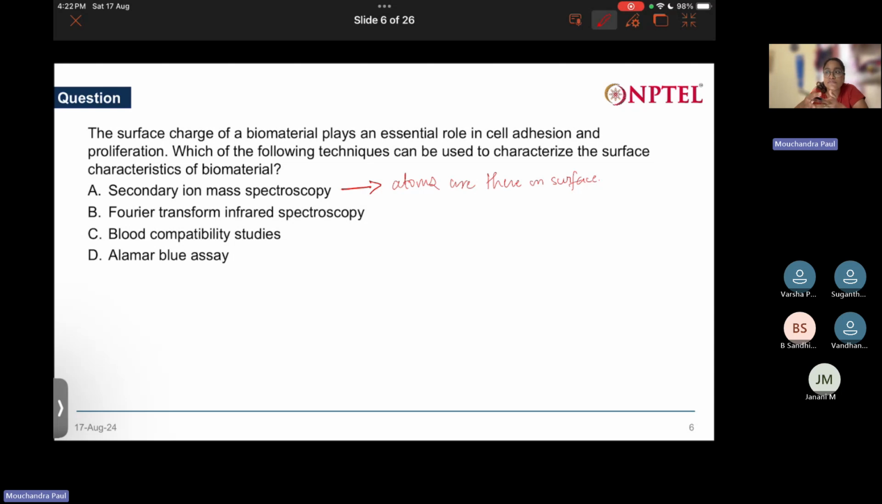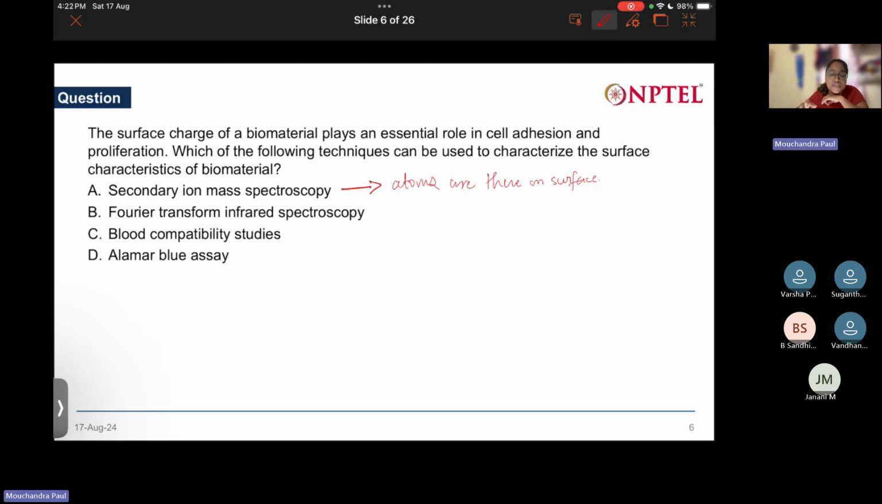Some biomaterials are carbon based, which are generally found in our body, and cells grow better on them. All right. But if your material has, say, some fluorine or mercury, these kinds of atoms will be very toxic in nature. So in order to distinguish what kind of atoms are there, we can use this technique.